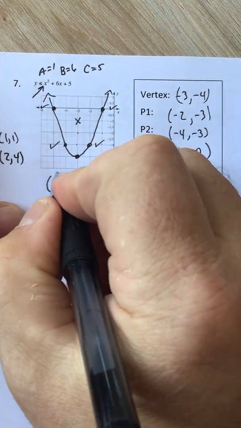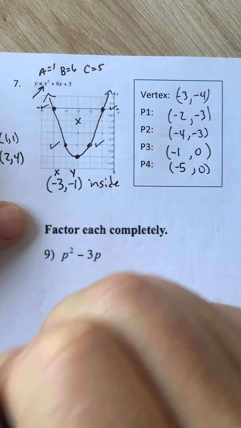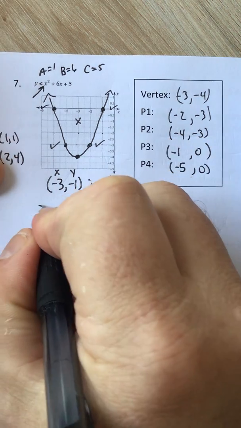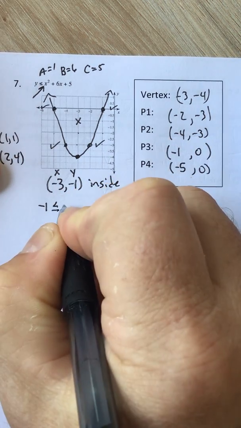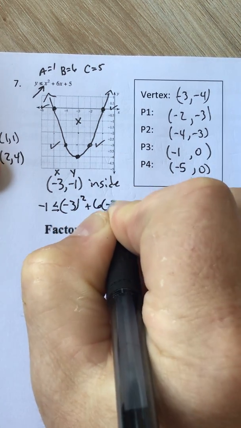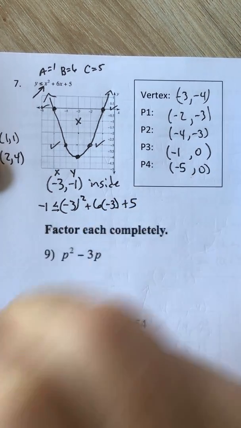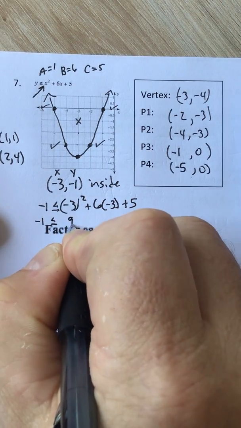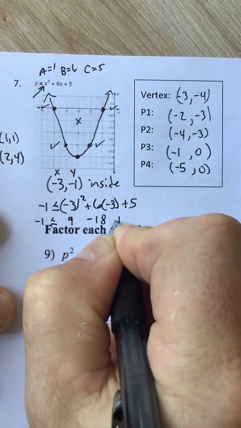That just means put -3 where there's an x and put a -1 where there's a y and see if it's true. So right there's the y, -1, less than or equal to -3 all squared plus 6 times -3 plus 5. Is -1 less than or equal to 9 minus 18 plus 5?